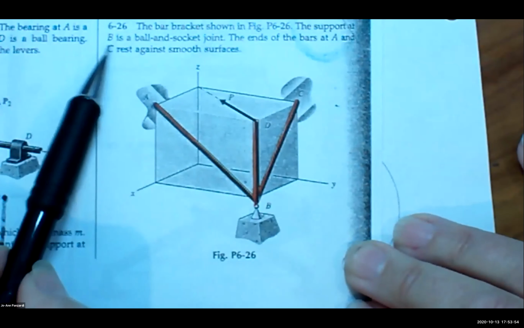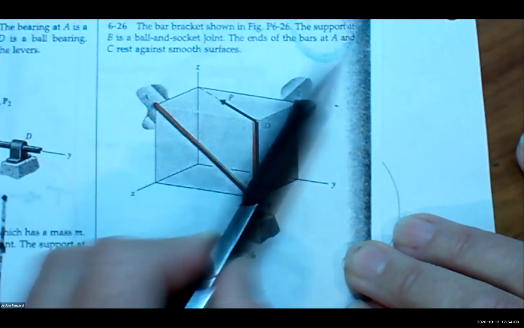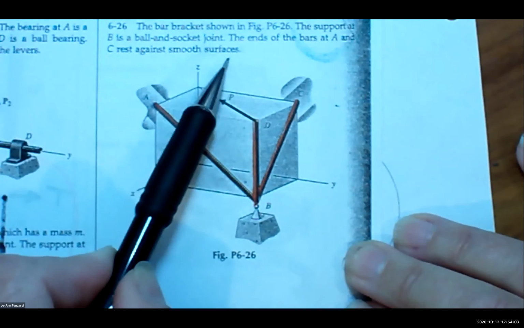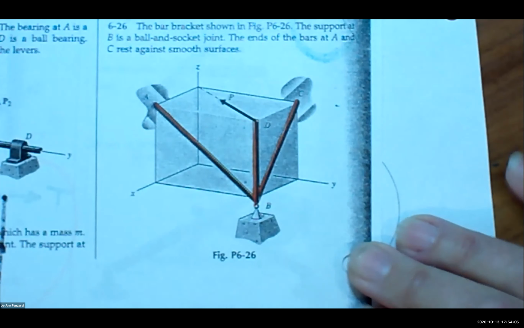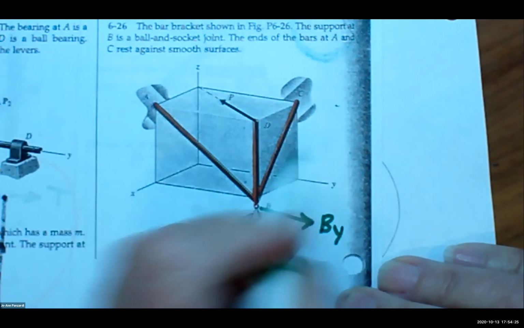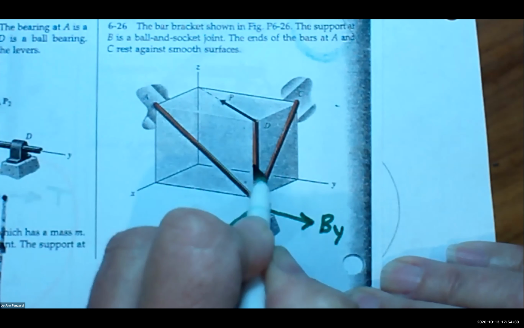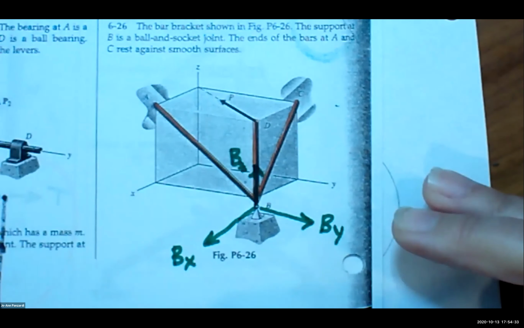The support at B is a ball and socket joint, and the ends of the bar at A and C rest against smooth surfaces. Okay, so what do we want to draw at B? It's a ball and socket joint, like your arm. We need a force in the X, Y, and Z direction. Excellent. And remember, I'm drawing them parallel to the axes. Here's Y, here's X, and here is BZ. Good.